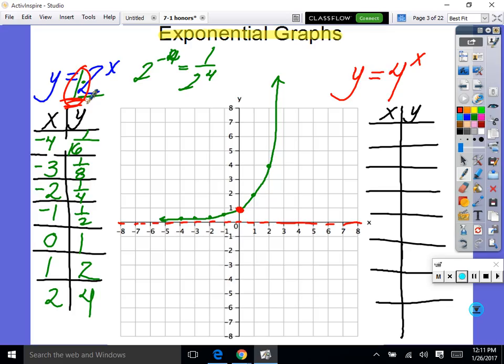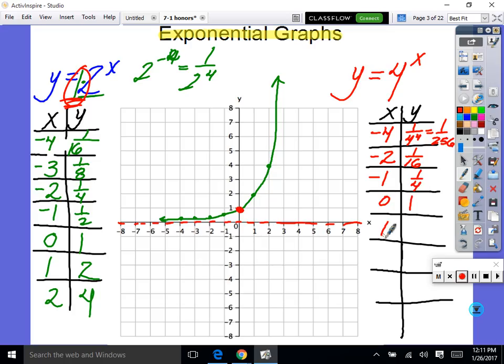Okay, here we go. So let's also graph 4 to the x. So everybody, let's plug in -4. What do we get? 1 over 4 to the 4th, which is what? 1 over 256. That's a really small decimal, right? Let's go with -2. That's 1 over 16. Let's go with -1. That's 1/4. Let's go with 0. What's any base with 0 power?